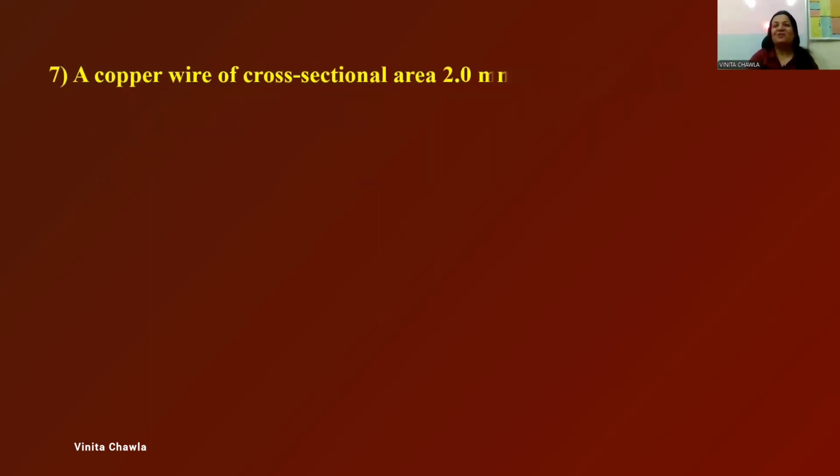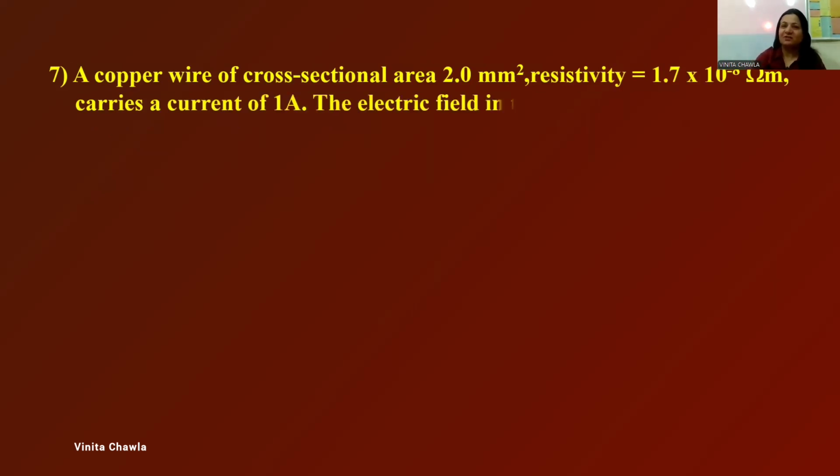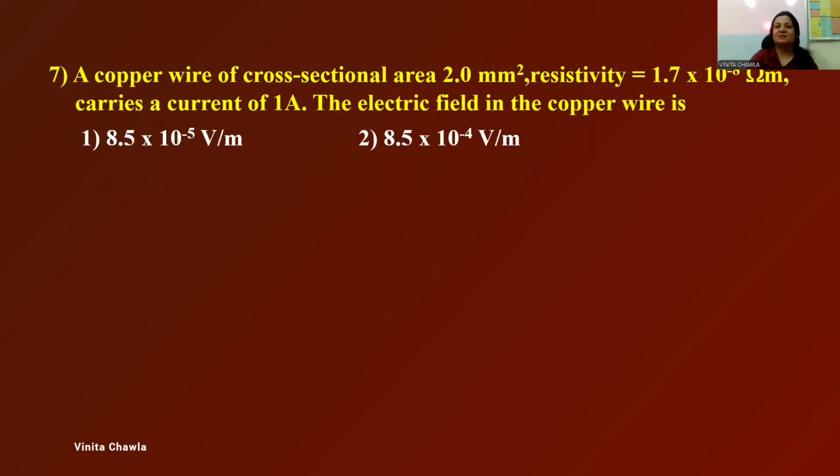A copper wire of cross-sectional area 2 millimeter square, resistivity is given, carries a current of 1 ampere. The electric field in the copper wire is this, or this. You have to find the electric field. What is given? Area of cross section A is given, rho is given, I is given. You have to find the electric field.